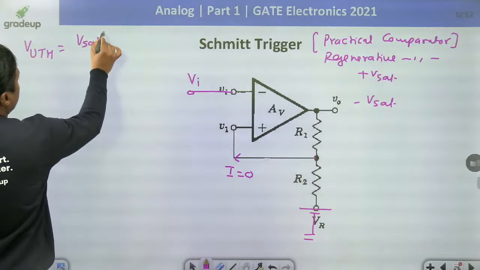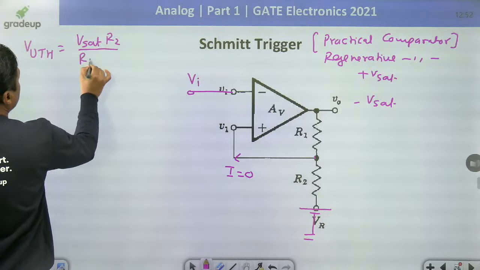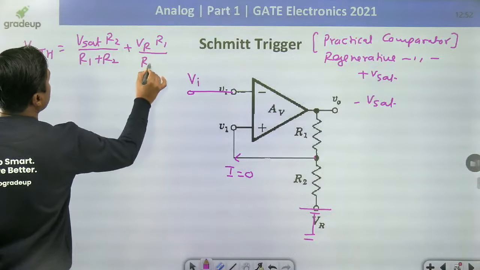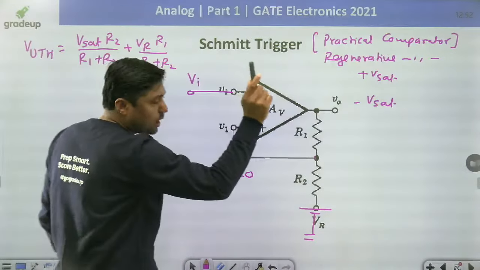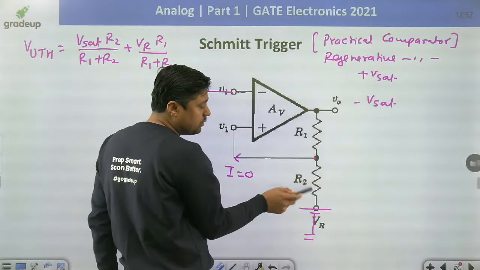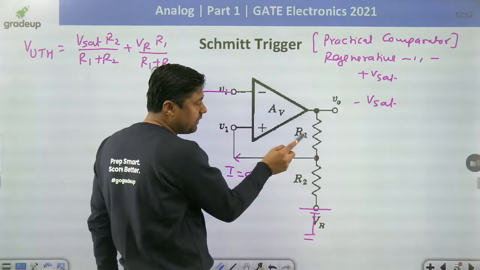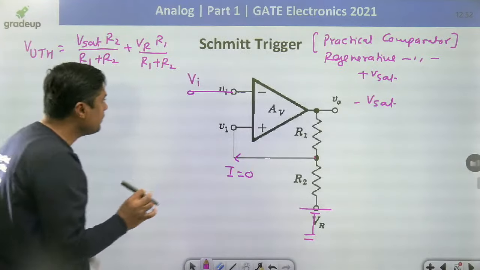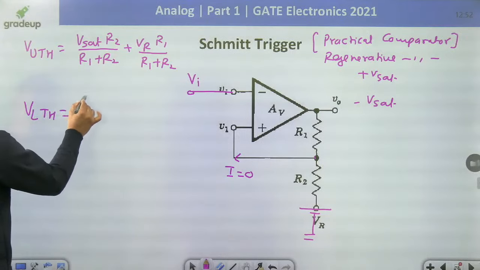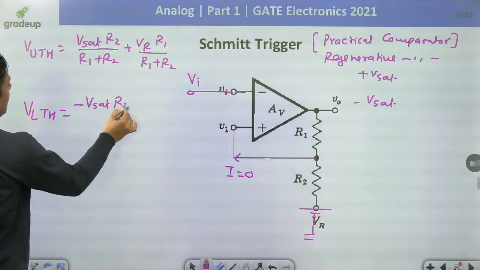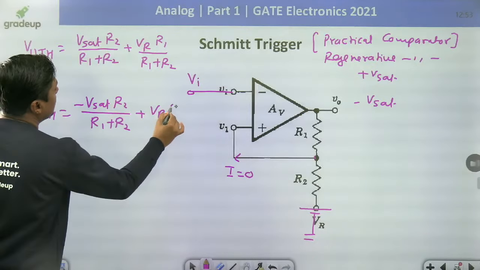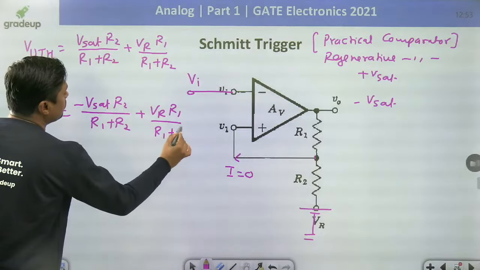Vset into R2 by R1 plus R2 plus VR into R1 by R1 plus R2. Always remember how to revise this formula. Plus Vset into R2 divided by R1 plus R2 plus VR into R1 divided by R1 plus R2. That will be the formula for upper threshold. What is the lower threshold? Minus Vset into R2 divided by R1 plus R2 plus VR into R1 divided by R1 plus R2.